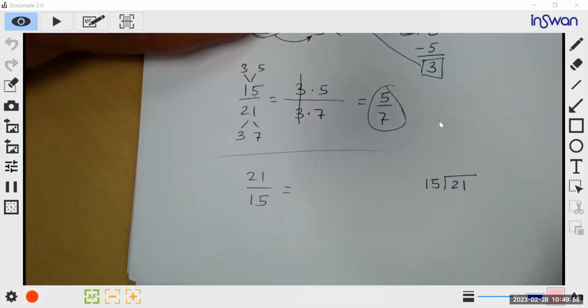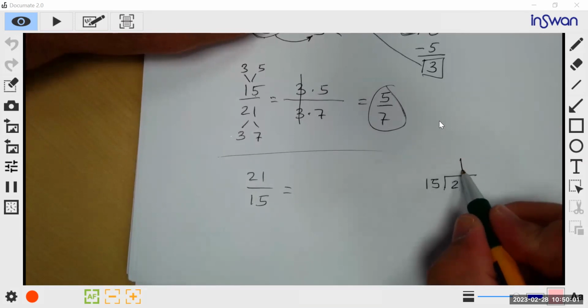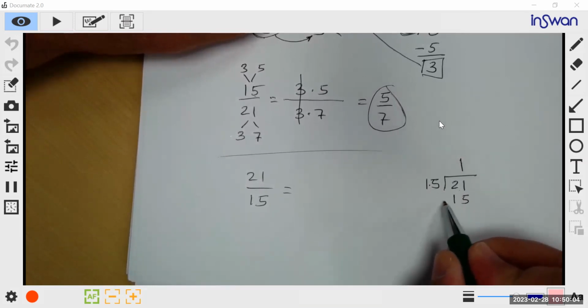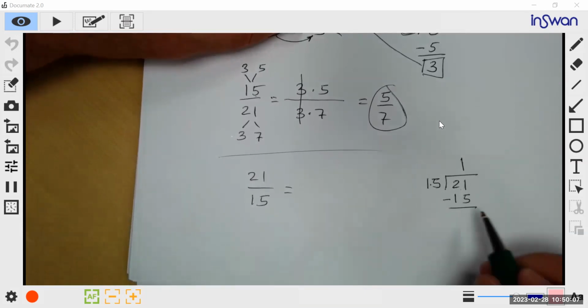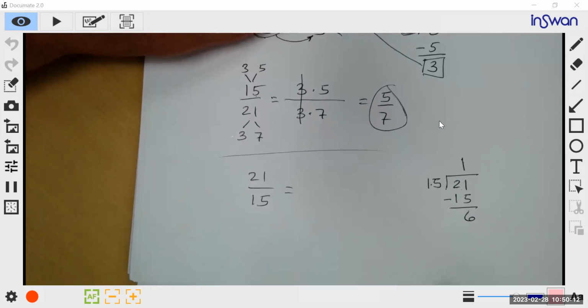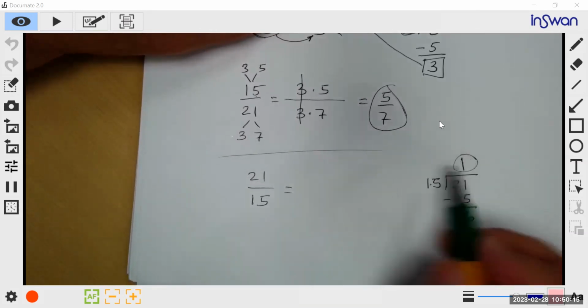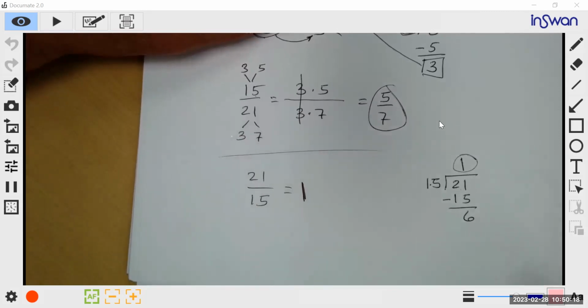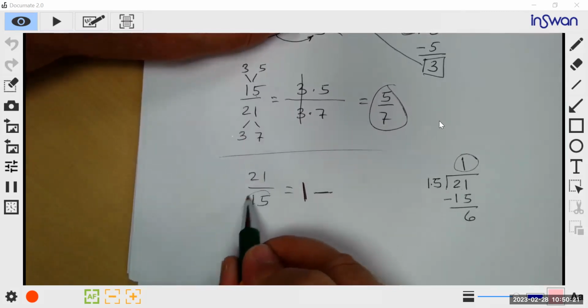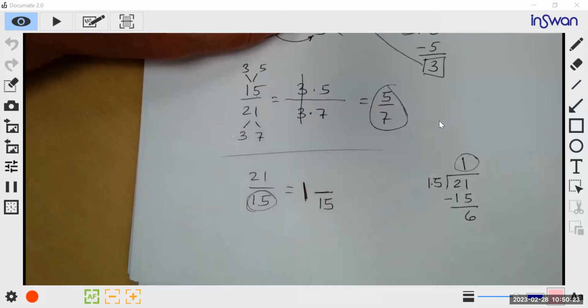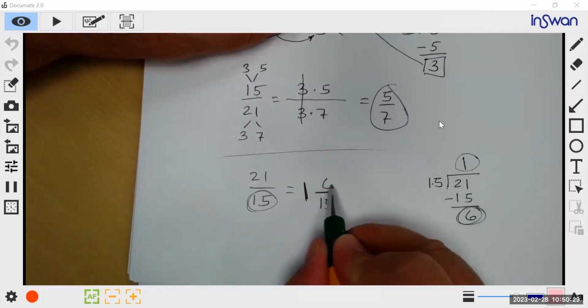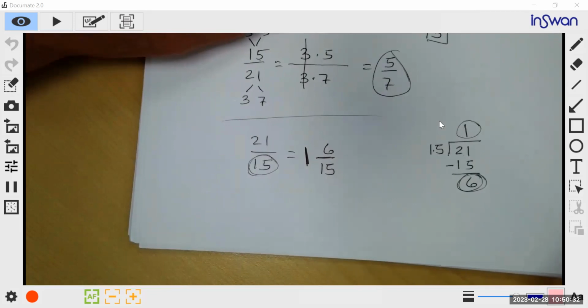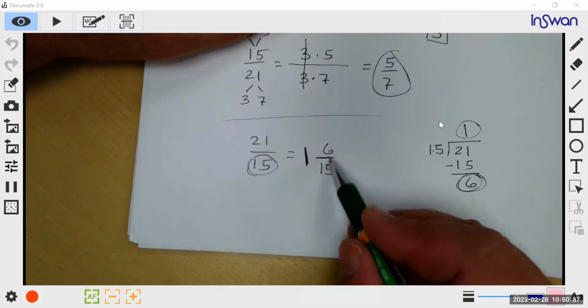15 goes into 21 how many times? One time. 1 times 15 is 15. Subtract those. 21 minus 15 is 6. So whatever's on top goes in front. Whatever's on the bottom stays on the bottom. Whatever this is goes on top. Are we finished? No, because these two can be simplified.